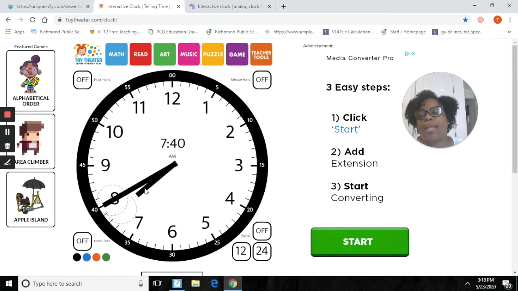Now our hour hand is still in between the 7 and the 8, which means it's still the 7 o'clock hour. So it is 7:40. 7:40 is our time. And we see it right here in digital time. And you know, Mrs. Epps just realized that she had a digital clock right there. But it is 7:40, all right? Okay, let's do our next time.